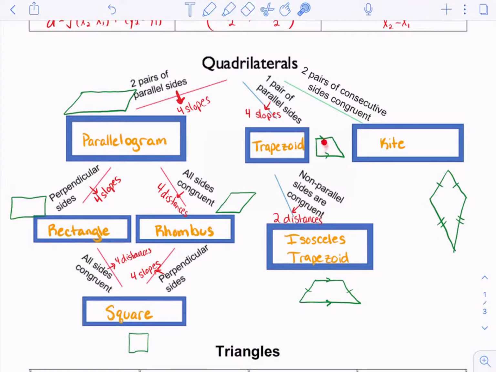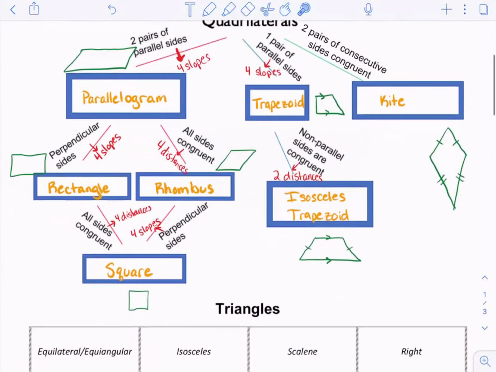To prove it's a trapezoid, I need to prove I have one pair of parallel sides, so I would do four slopes. To prove it's an isosceles trapezoid, I would show the non-parallel sides are congruent, so I would do two distances. Then to prove that I have a kite, I need two pairs of consecutive sides congruent, so I need to do four distances. But usually a kite is not brought up in these proofs. If you need to pause and really soak in what was just discussed, go for it.